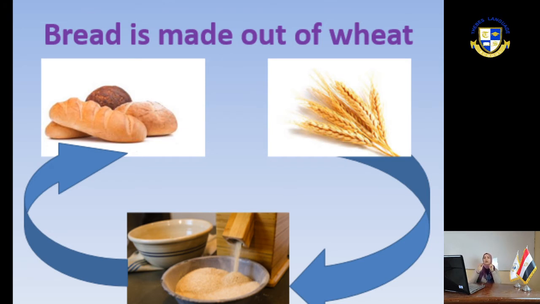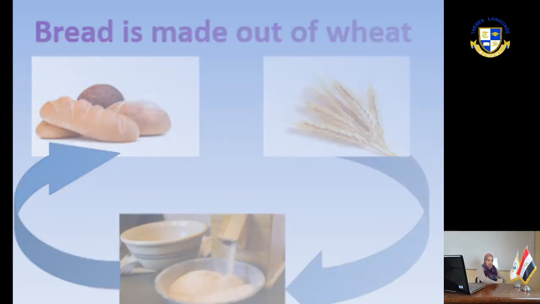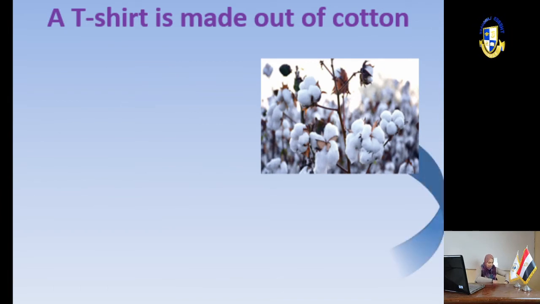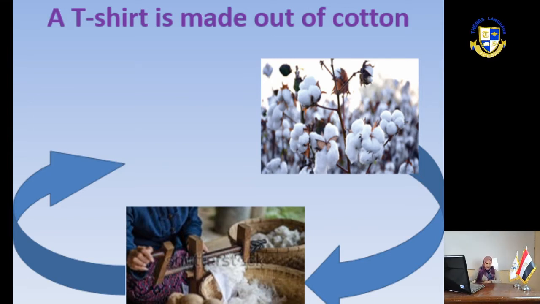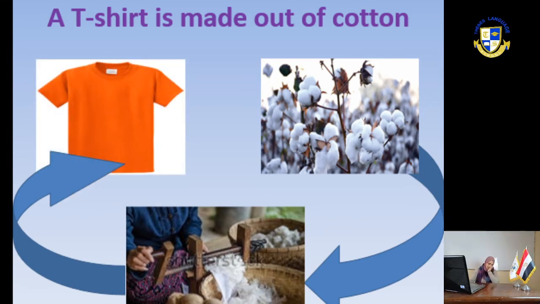We have another life cycle, like the t-shirt. A t-shirt is made of cotton. Let's see the life cycle of the t-shirt. The t-shirt is made out of cotton. Cotton was a small seed also. We plant it in the ground, and after that, it grows up to become a plant of cotton. A person picks up all the balls of cotton and gives them to the factory.